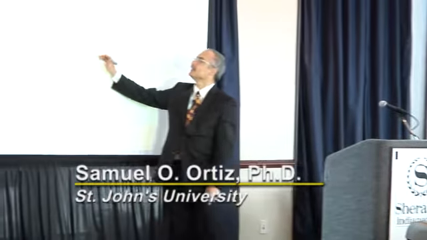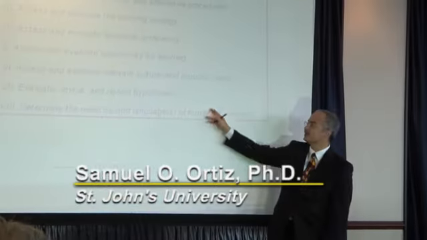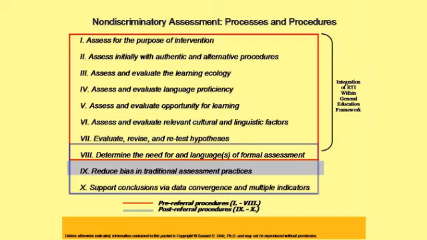This is the outline for non-discriminatory assessment in general, and these are the first 8 steps of it. You might recognize this from NASP's best practices. It's the chapter on non-discriminatory assessment, and I actually wrote that. But I don't have time to go into all of this today. These are the first 8 steps, but there's an additional 2 steps down here, and our focus for today is really on step number 9.